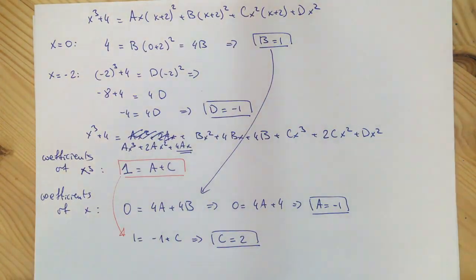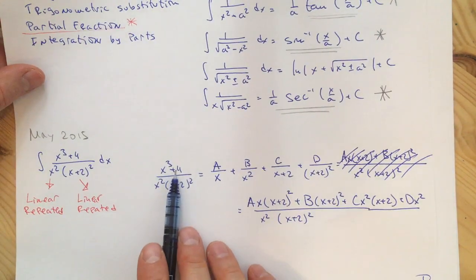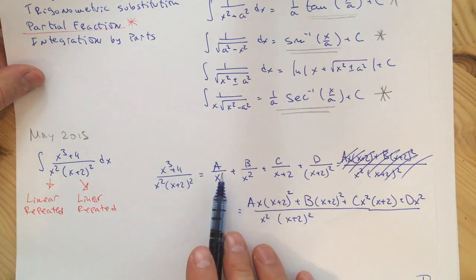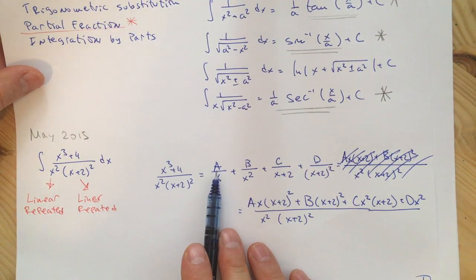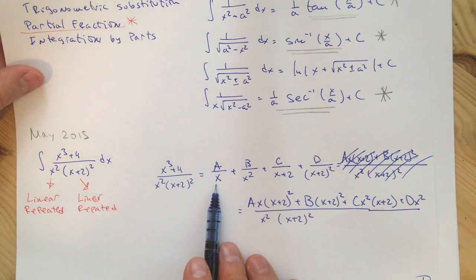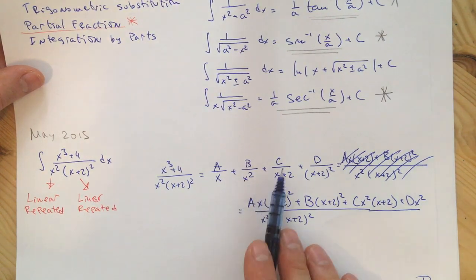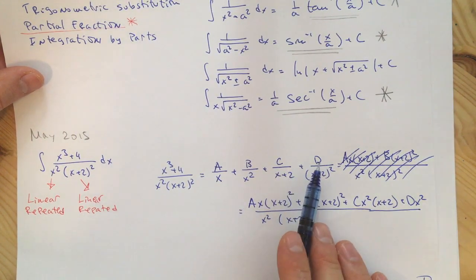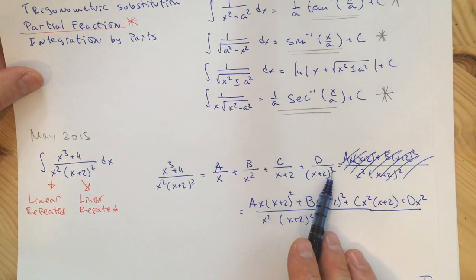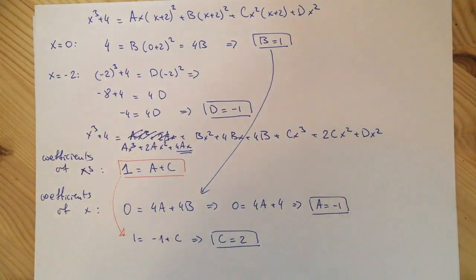Okay. And once we have a, b, and c, what does that mean? That means that this rational expression can be expressed as -1 over x plus 1 over x squared plus 2 over (x plus 2) minus 1 over (x plus 2) squared. And we're going to use exactly that.